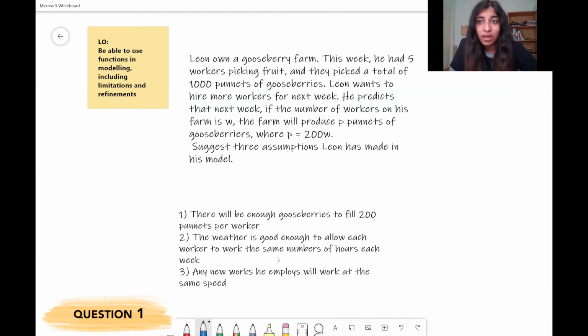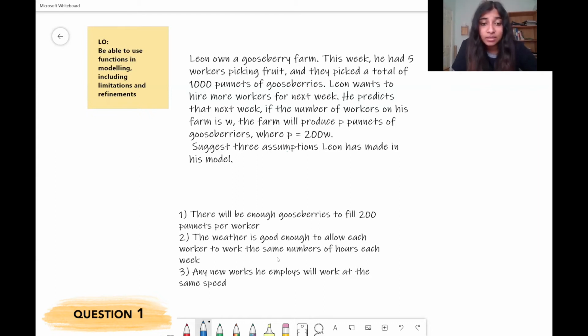So he's assuming that there's not going to be any rain, but this could affect the number of hours the workers can actually work, because if there's rain, then they may not be able to pick enough gooseberries, or if it's too windy, or if the weather conditions aren't great. He's just ignored that, and he's assuming that the weather is the same throughout the week. So each week the workers are working the same amount of hours.